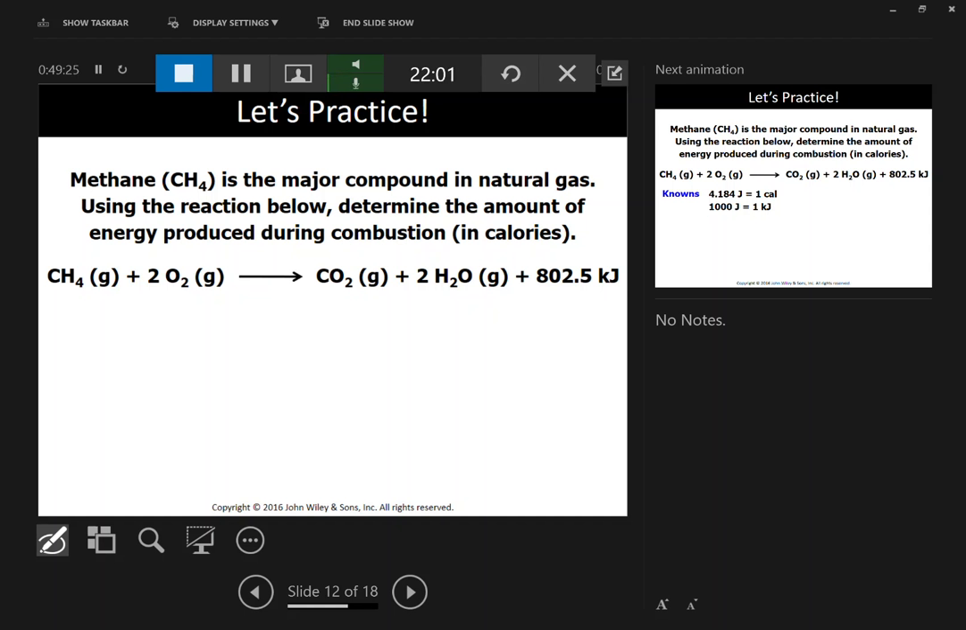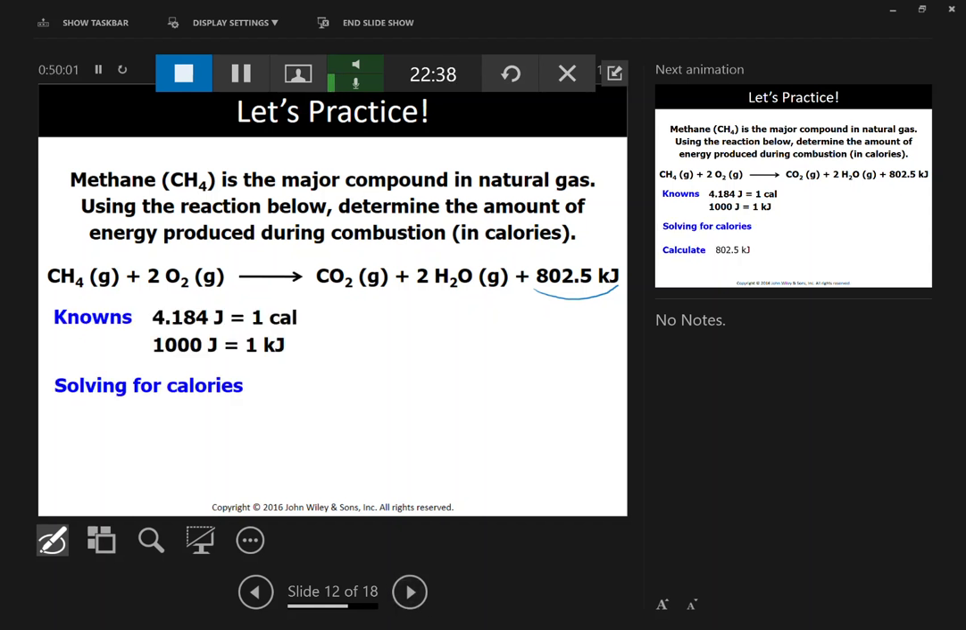And we know that from this reaction, 802.5 kilojoules of heat is formed. So what this means is that when methane reacts with oxygen, heat is released, right? Because heat appears as one of your products in this reaction. So you want to find the amount of energy that's produced during this combustion reaction.